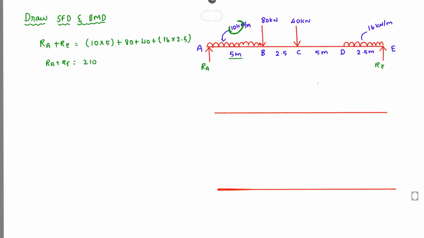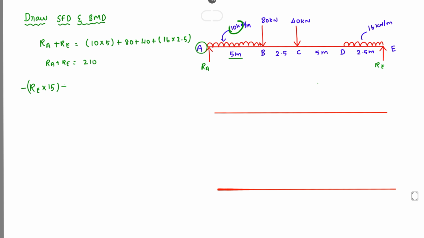Now we can take the moment about A. About A, the RA moment will be 0. Then RE into the total distance, which is 15 meter, so RE into 15. This is the anti-clockwise force, so minus RE into 15. About A, RE is anti-clockwise, and all the other things are clockwise forces.